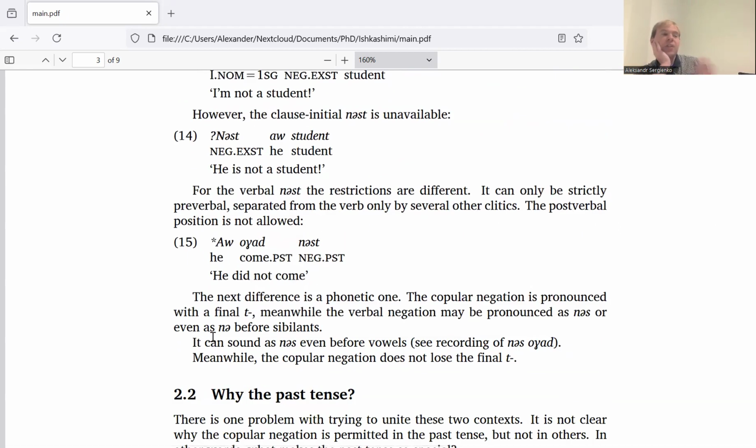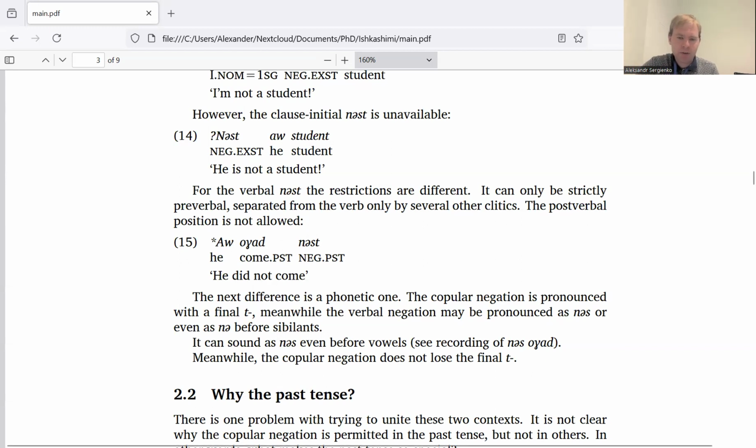And the next visible difference is a phonetic one. The copular negation is always pronounced with a final t, in many contexts. Meanwhile, the verbal negation may be pronounced as ns or even as n before sibilants, before s and sh. In Sanglichi, this process of phonetic bleaching has gone even further, and for example, Yusufbekov basically denotes ns as n in half of the cases. And it can sound as ns even before vowels, even before contexts which do not trigger some kind of assimilation.